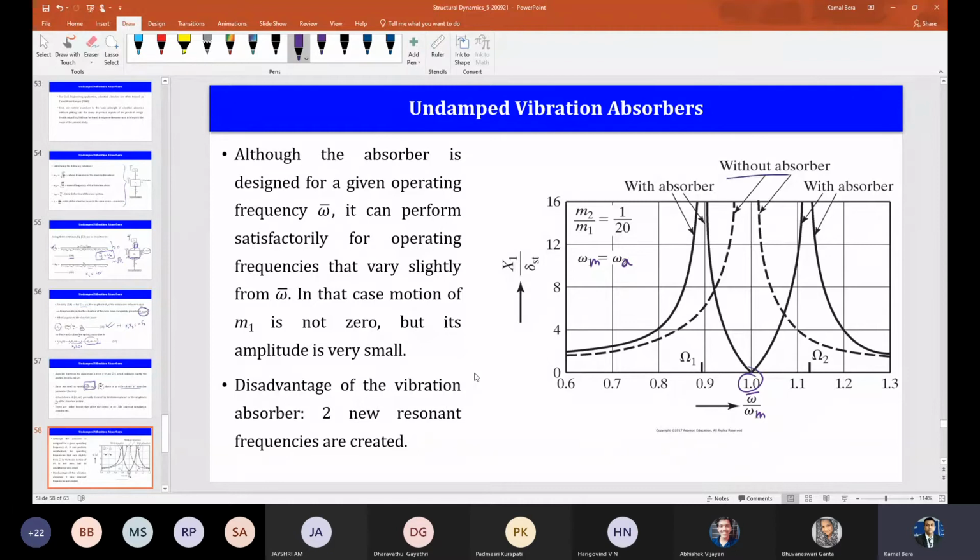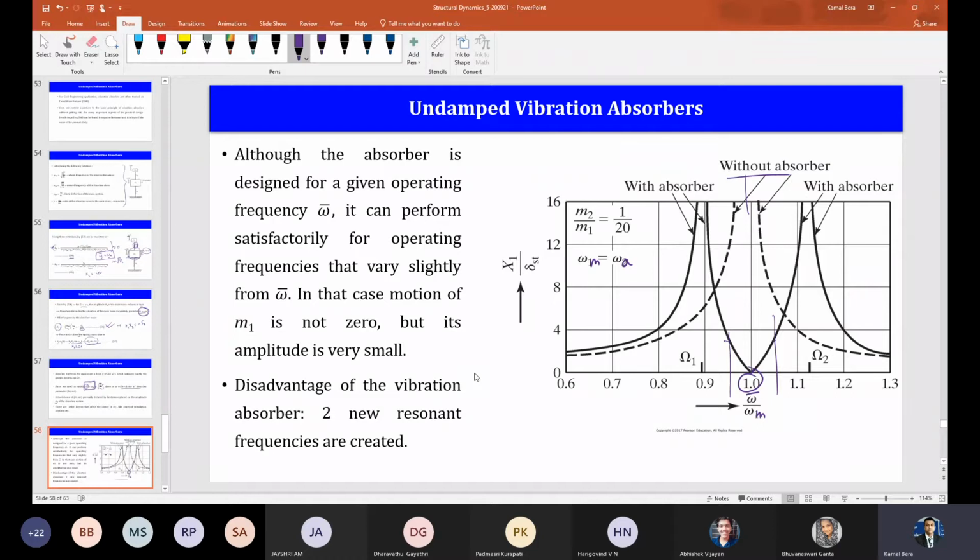You see, without absorber, there is an unbounded response, since damping is not there. But if I provide this condition satisfied, then the response is reducing. With the absorber, you see the response is actually 0. And even if it is not exactly 1, in the vicinity of 1 also, the responses are not too large.